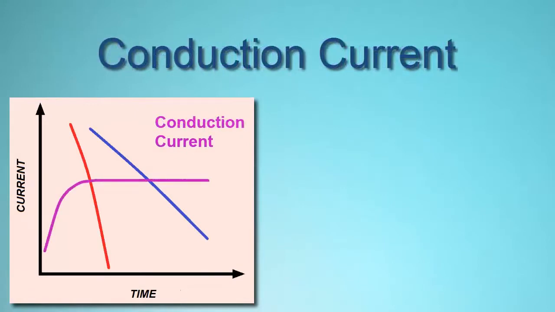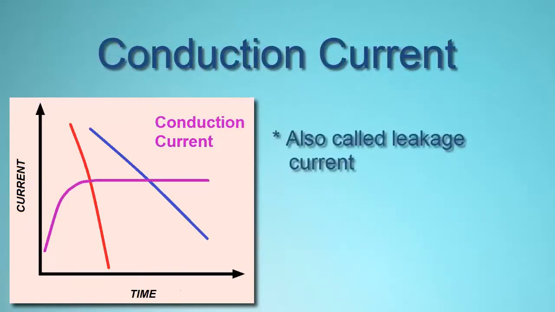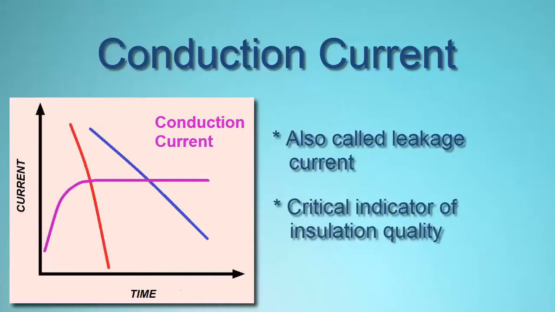Conduction current, often called leakage current, is the steady current present both through and over the insulation. This is a critical measurement, since an increase in conduction current over time is likely an indication of deteriorating or damaged insulation.